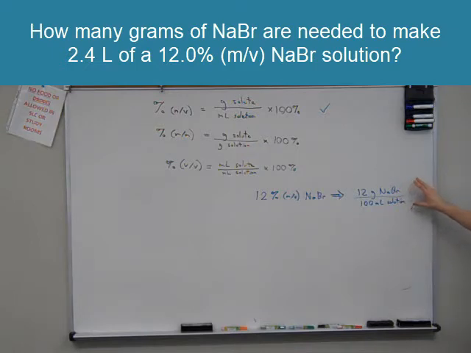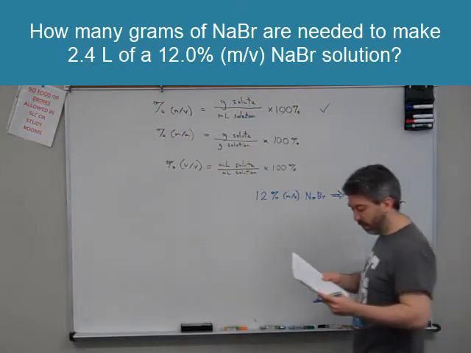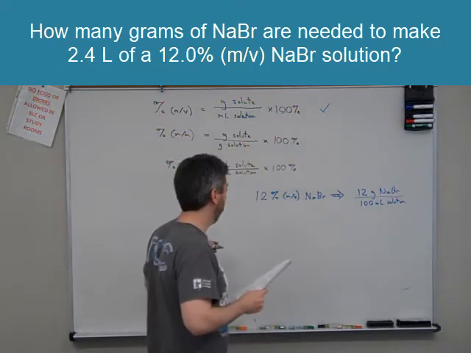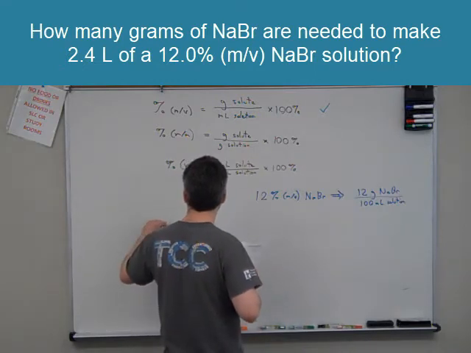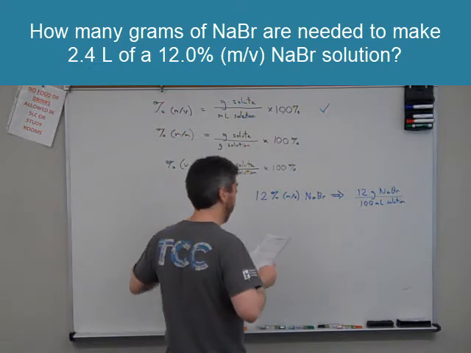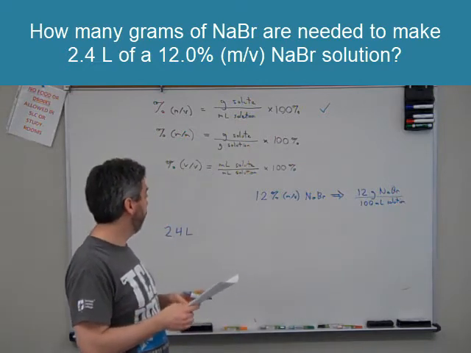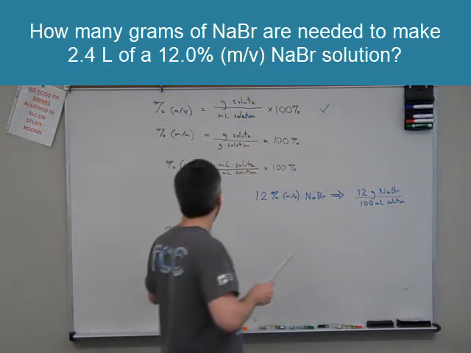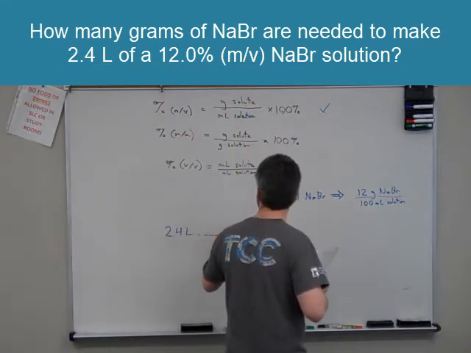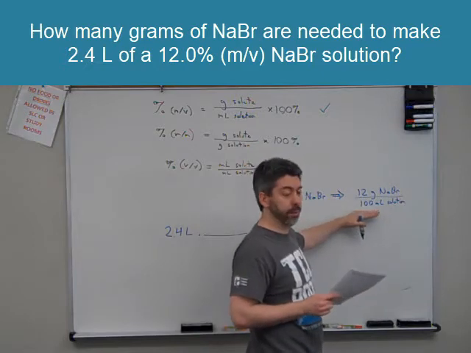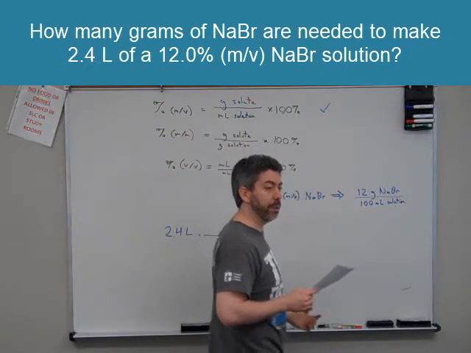Well, first, what number do I have to start with? Problem number 8. What number do I have to start with? 12? Nope, that's our conversion factor. We are looking for 2.4 liters, so we have to start with 2.4 liters. We have to figure out how many grams of NaBr are needed for 2.4 liters. But right now, since we have liters, we're not going to be able to use this conversion factor right away. What do we have to do with liters?